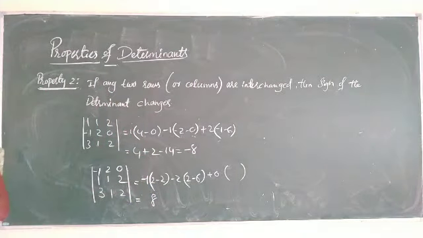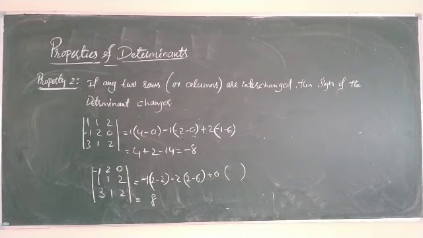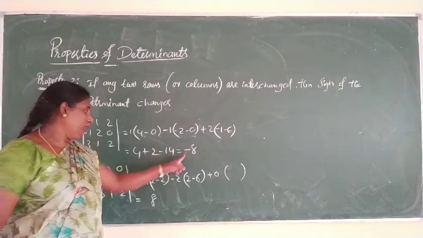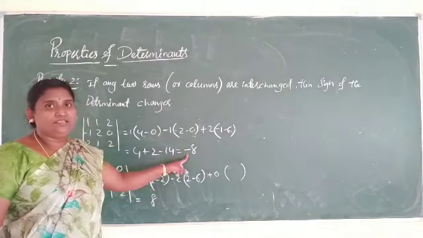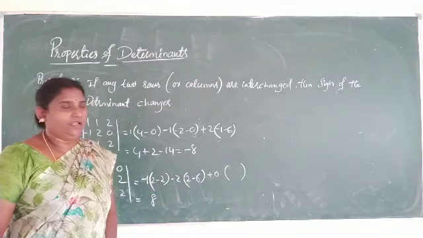They are not mentioning the number. The number cannot change. The sign of the determinant changes. Sign means if it is positive, you get a negative value. Suppose it is negative, you get the positive value.